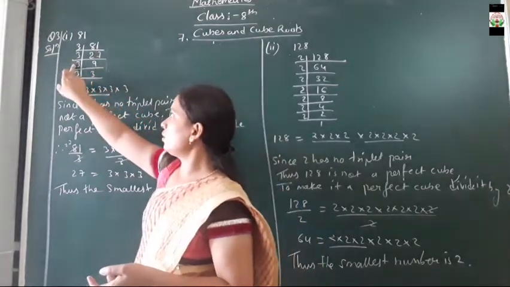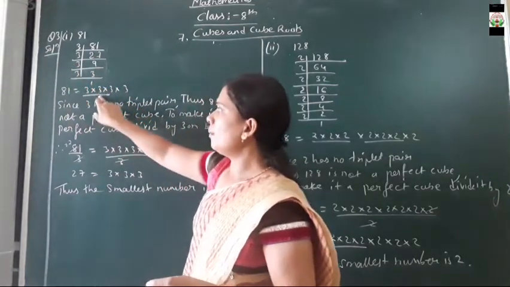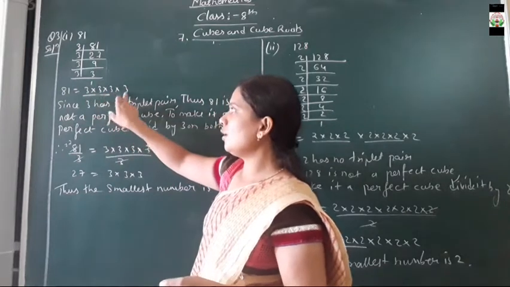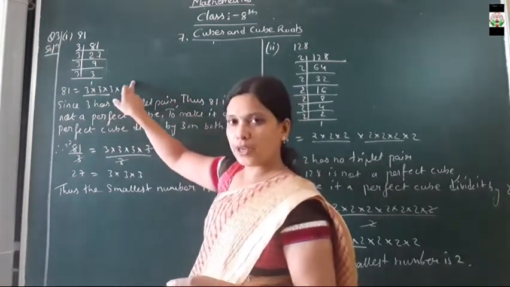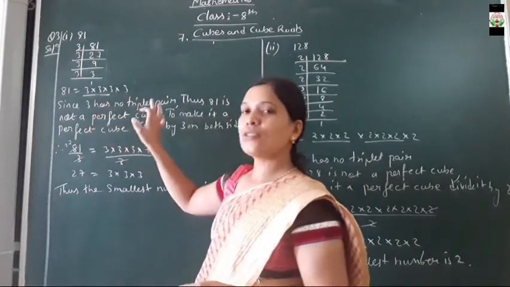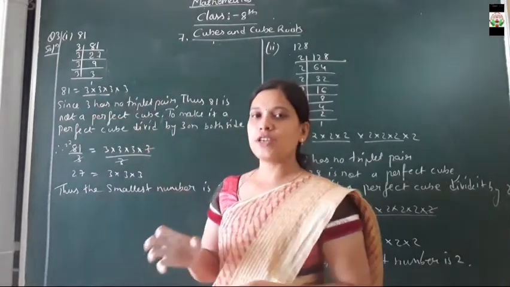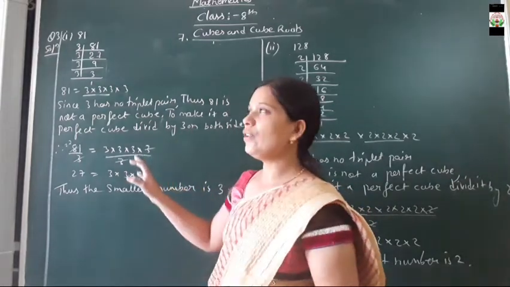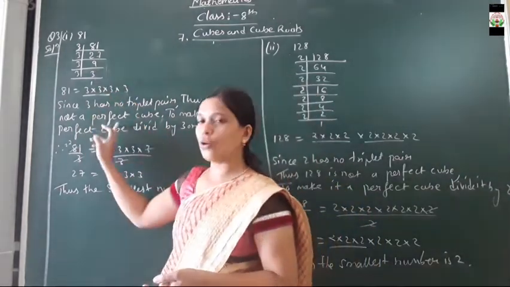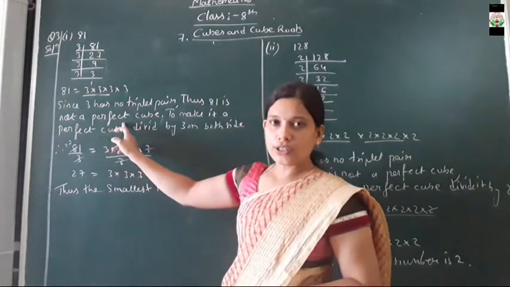3 into 3 into 3 into 3. So 81 equals 3 into 3 into 3 into 3. Now you can see that the last 3 has no pair, isn't it? Since 3 has no triplet, therefore we can say that 81 is not a perfect cube.